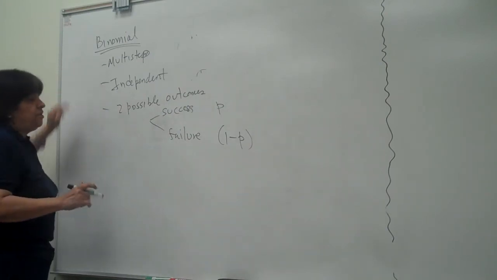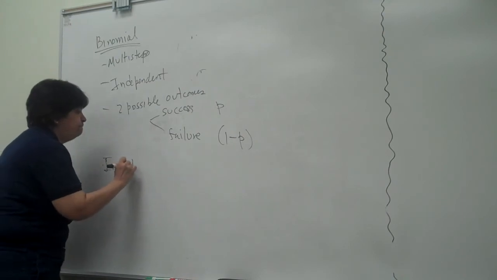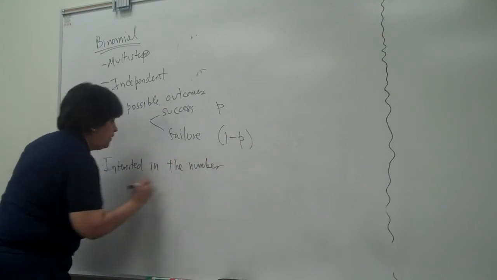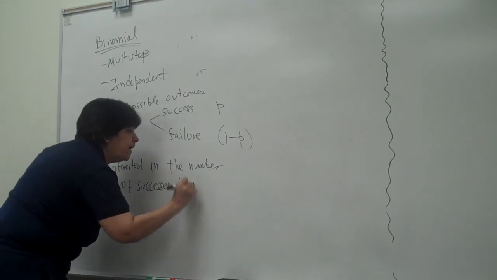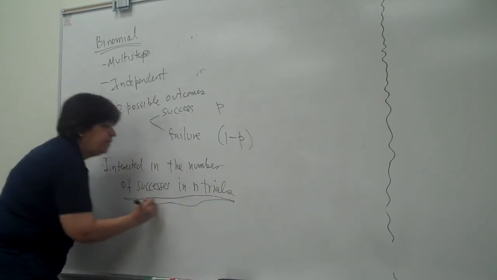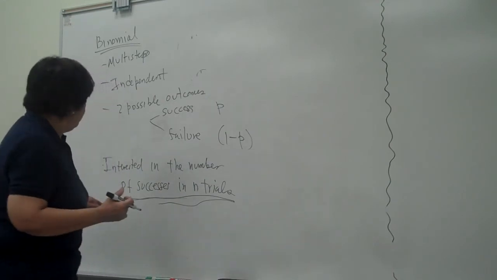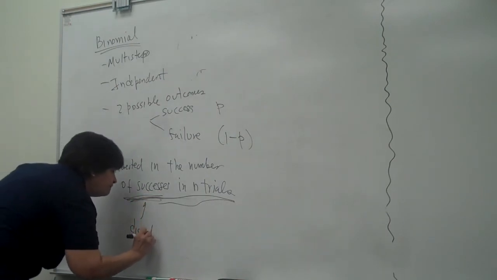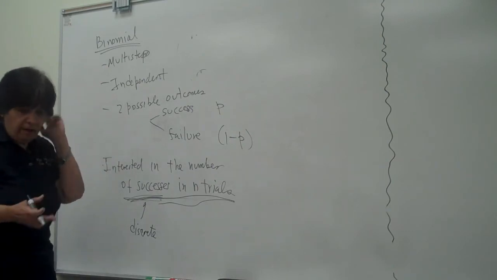And in the binomial distribution, we are interested in the number of successes in n trials. That's what we are interested in. That's what the distribution is all about. So the number of successes is discrete. That is why this is a discrete random variable.